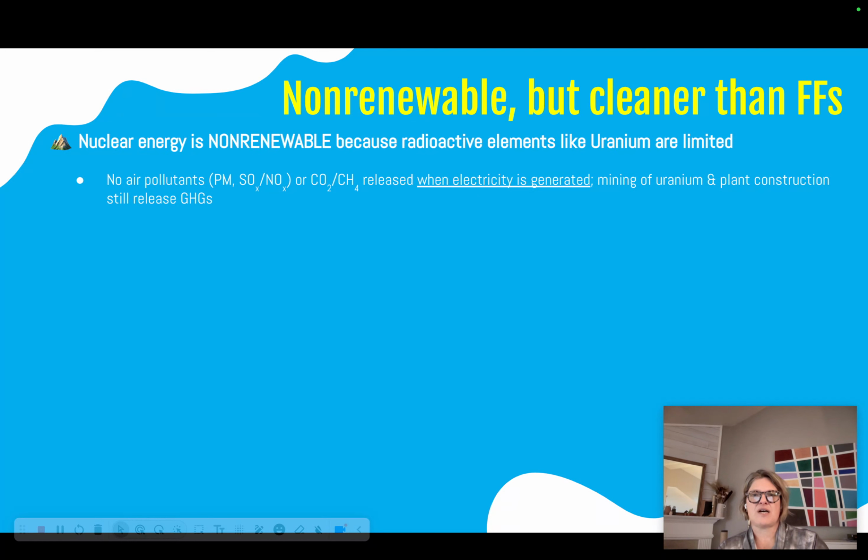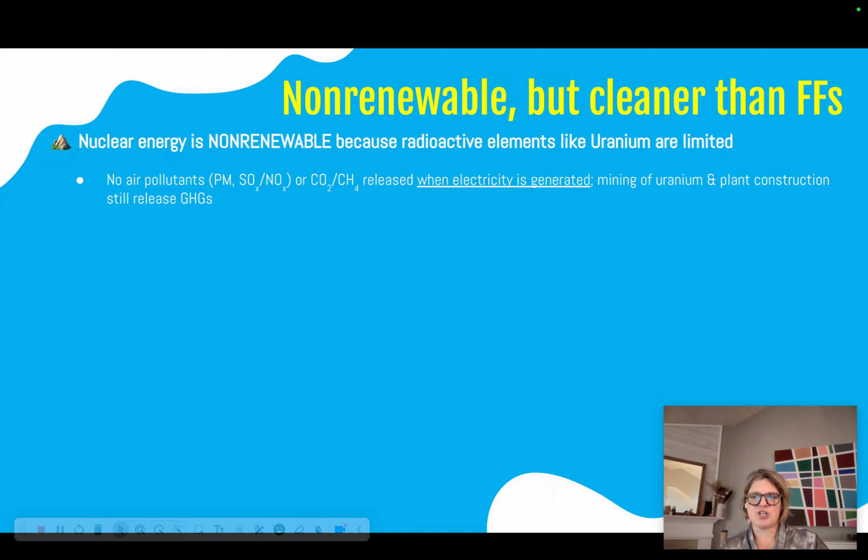The best thing about nuclear energy is that it's a lot cleaner than fossil fuels. When a meltdown happens, it's a serious problem, but very few meltdowns have occurred over time, and it is so much cleaner than fossil fuel. There's essentially no air pollutants, so there's no particulate matter, there's no SOx, there's no NOx, there's no CO2, there's no methane being released when that electricity is generated. The only thing that releases greenhouse gases is mining the uranium and building the power plants themselves.